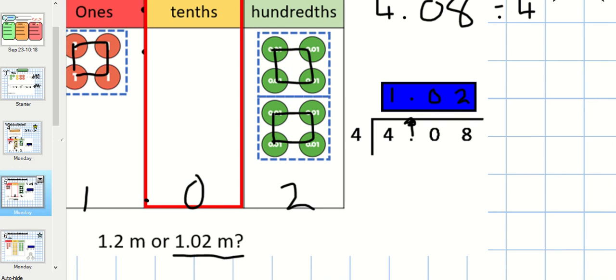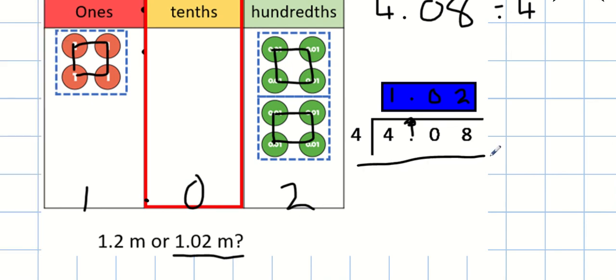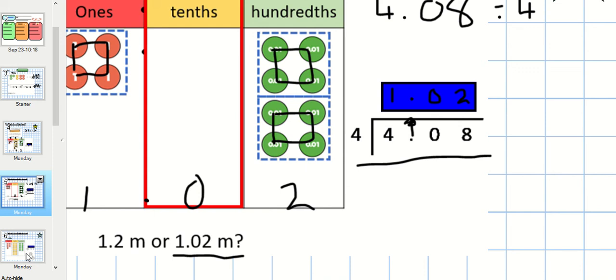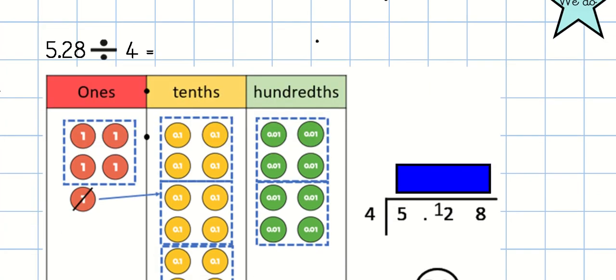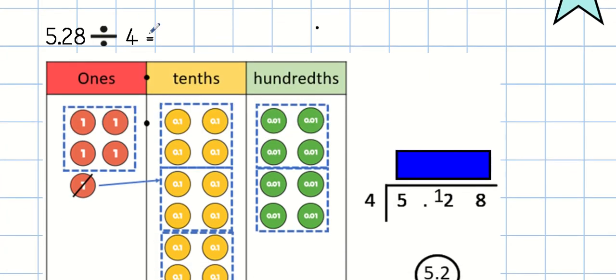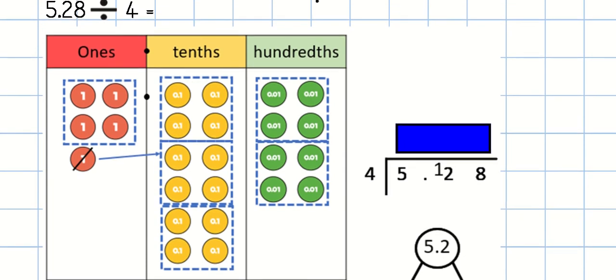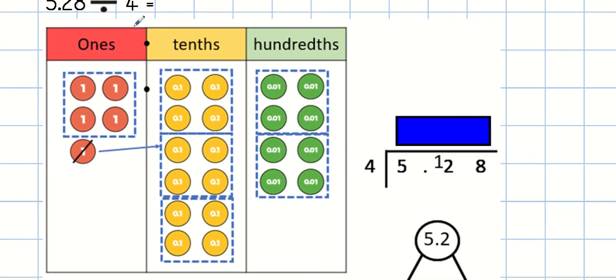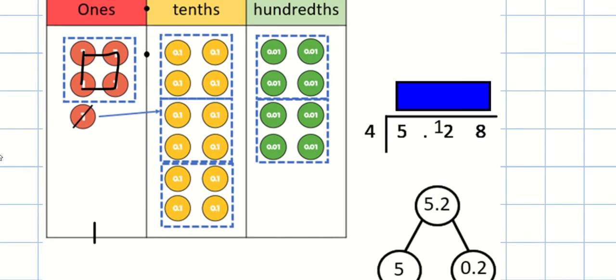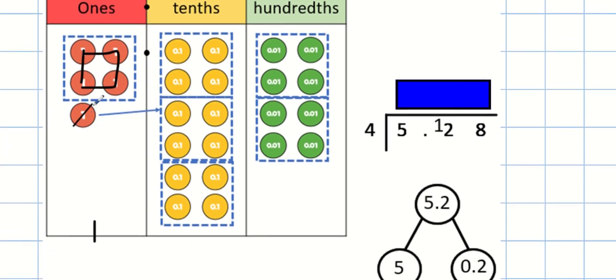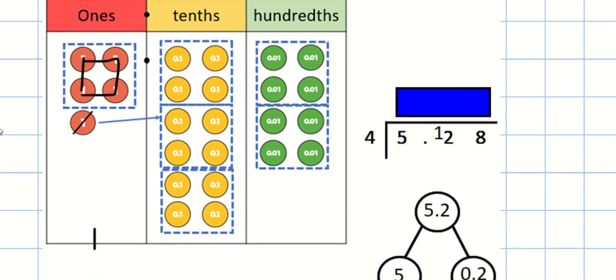Okay, so for the final question, we're going to really focus on this technique, bus stop. So if you're looking at this one over here, I've got 5.28 and I'm dividing it by 4. So if we're looking at my place value grid very quickly, I'm now splitting my 5.28 into groups of 4. So if we start with my ones, I've got 5 ones, so I can make 1 group of 4. But then I have a 1 here left over, don't I? I have 1 left over.